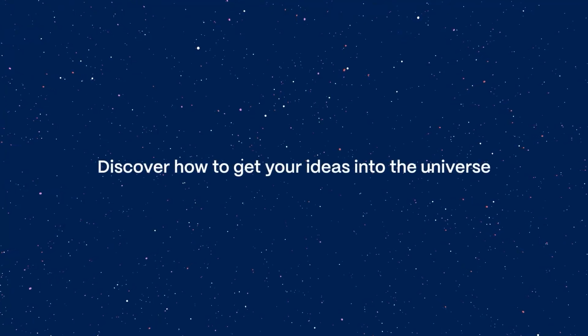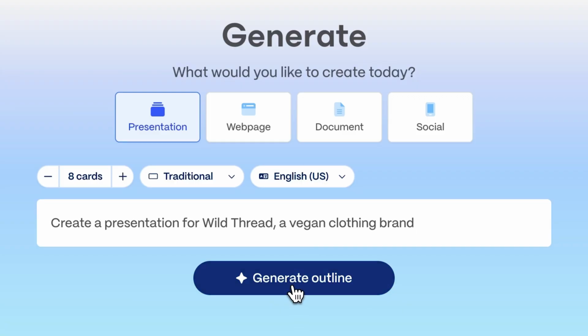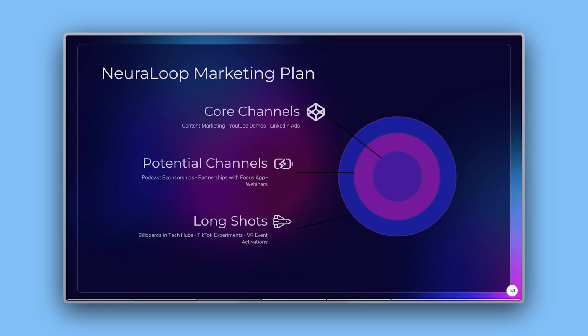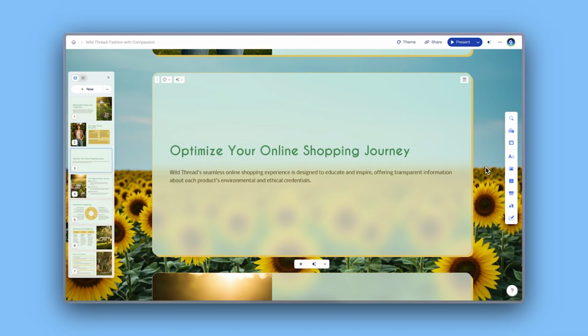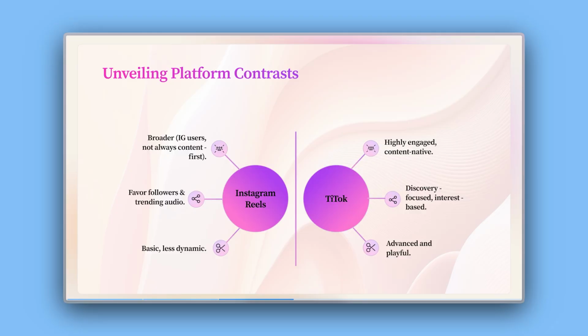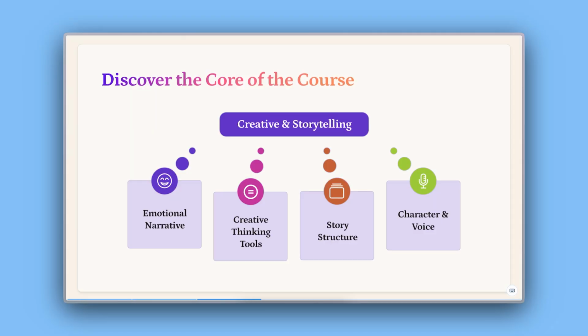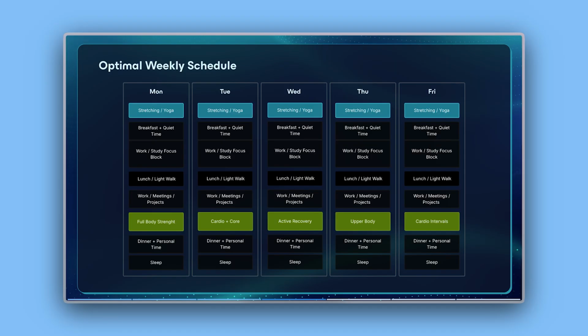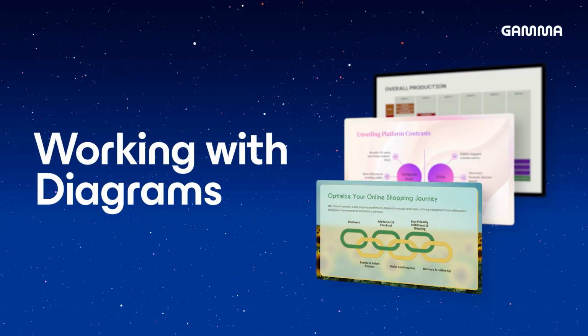Discover how to get your ideas into the universe. With Gamma, you can turn ideas into clear, organized content in a flash. In this video, we'll show you how to use diagrams to map out workflows, drive comparisons, break down concepts, and visualize plans. No design skills needed. Let's dive in.